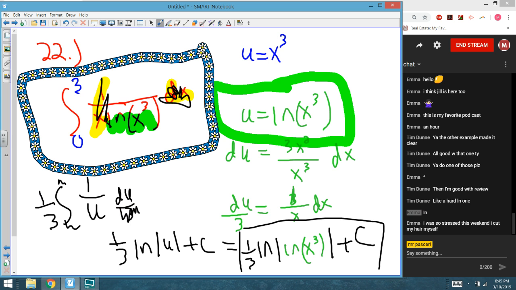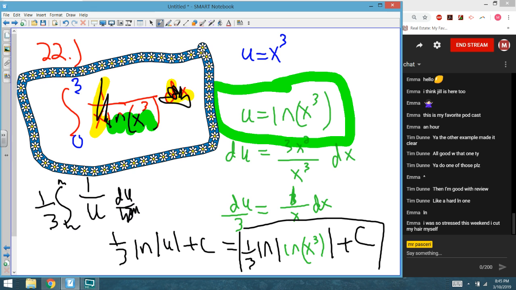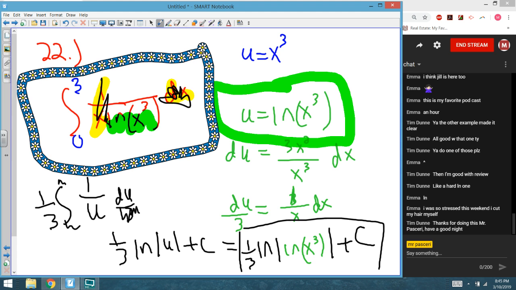So you see what I'm saying. We got this definite integral here because we have the numbers. So an indefinite integral has no numbers. A definite integral has the numbers. And if you joined us late, you can go back and see I did a cool thing with a definite integral with the u's.